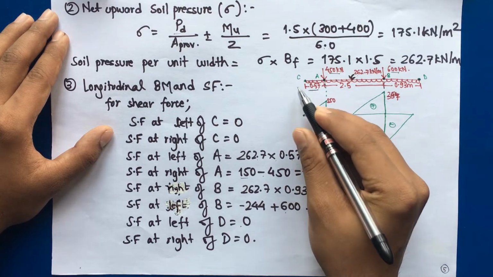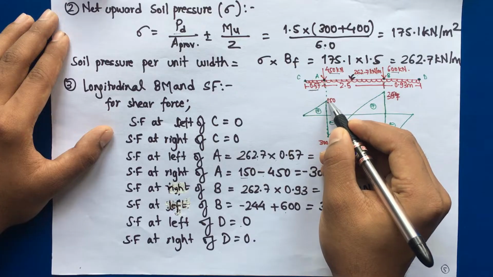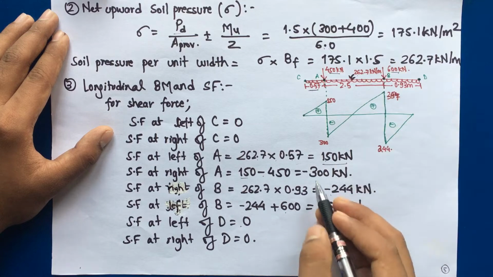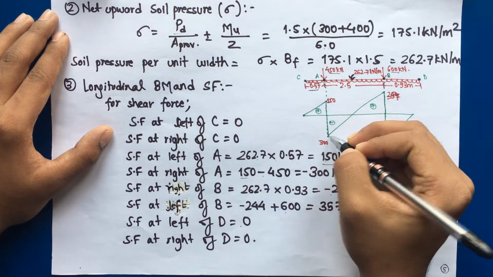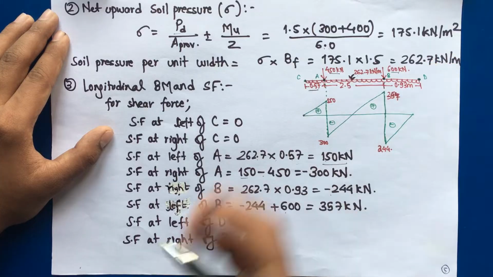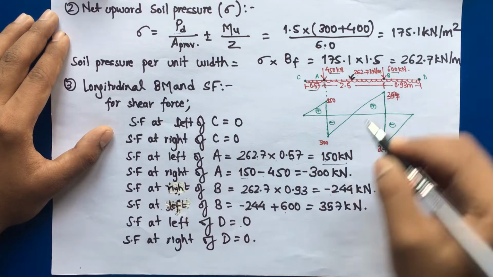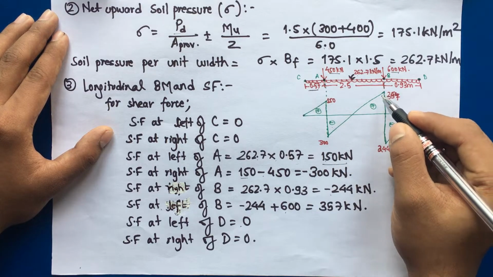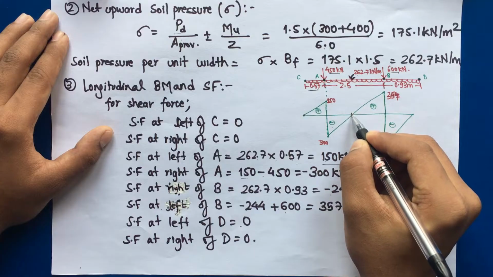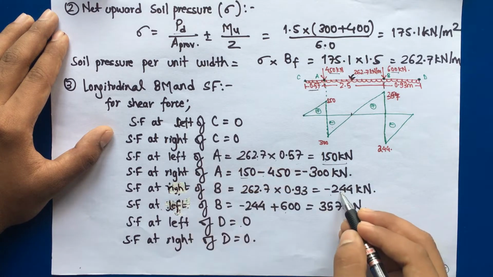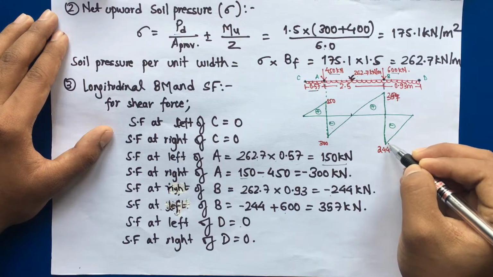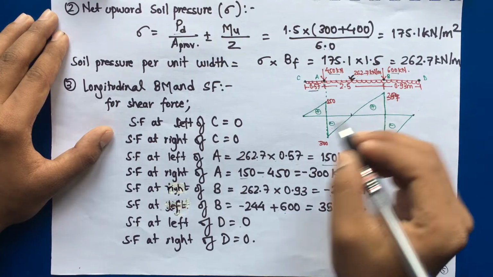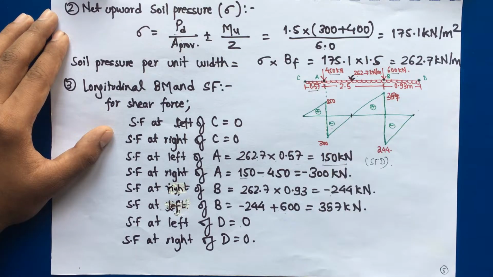So at this point we have 0, that is at C, and at left of A we have 150 kilonewton, which is positive, and at right of A we have minus 300, so downward. At left of B, we have 357, which is a positive value. So there is a change from negative to positive. That means there is a point where there will be 0 shear. Similarly, at right of B we have minus 244, which is negative, and then again at point D we have 0. So this is the shear force diagram. Make sure to understand that there is a point of 0 shear.